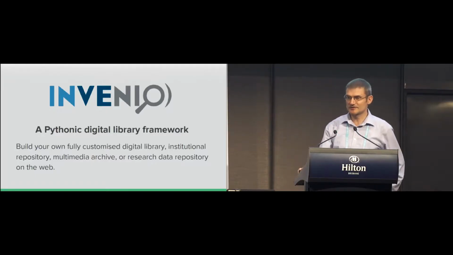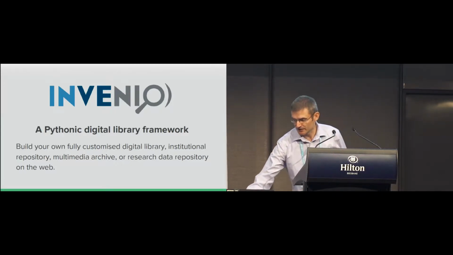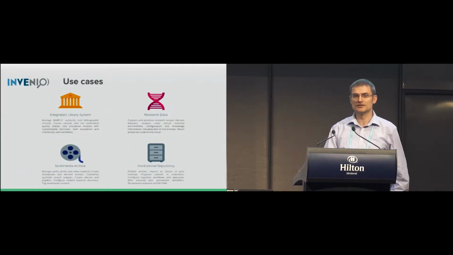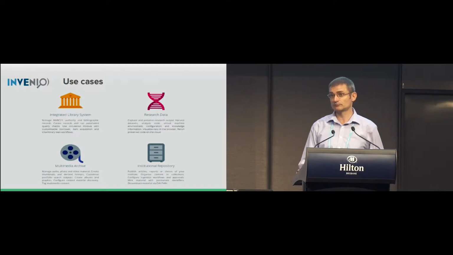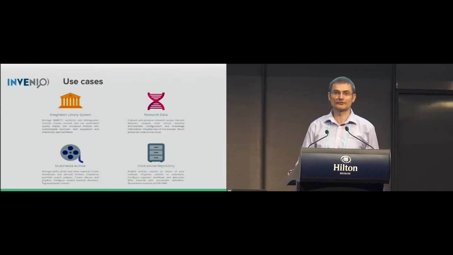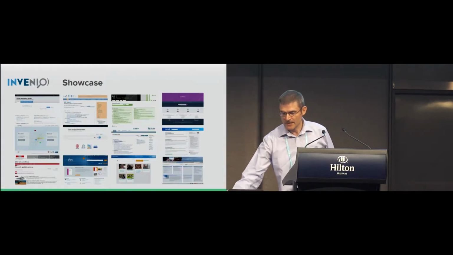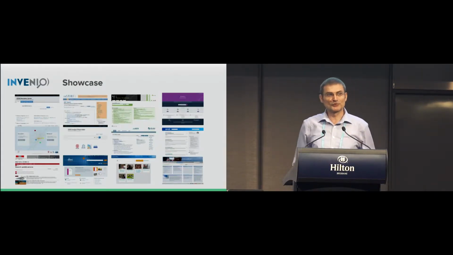So what is Invenio? It's a Pythonic digital library framework. We are building components that enable everyone to build a custom digital library solution. So we are targeting several use cases, such as the integrated library system, institutional repository, multimedia archive, or research data. Examples of these each exist at CERN for various needs. Invenio is used also outside of CERN. We have been publishing source code since 2002 under the GNU General Public License.